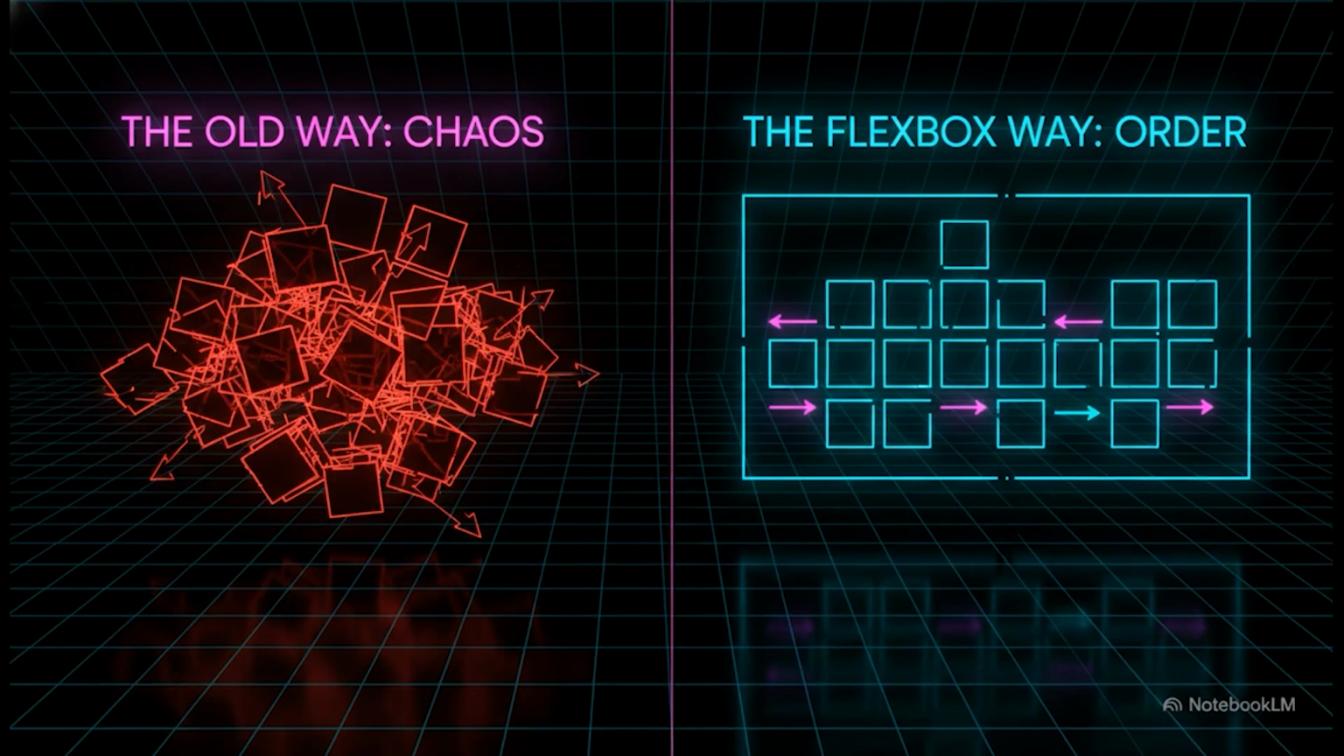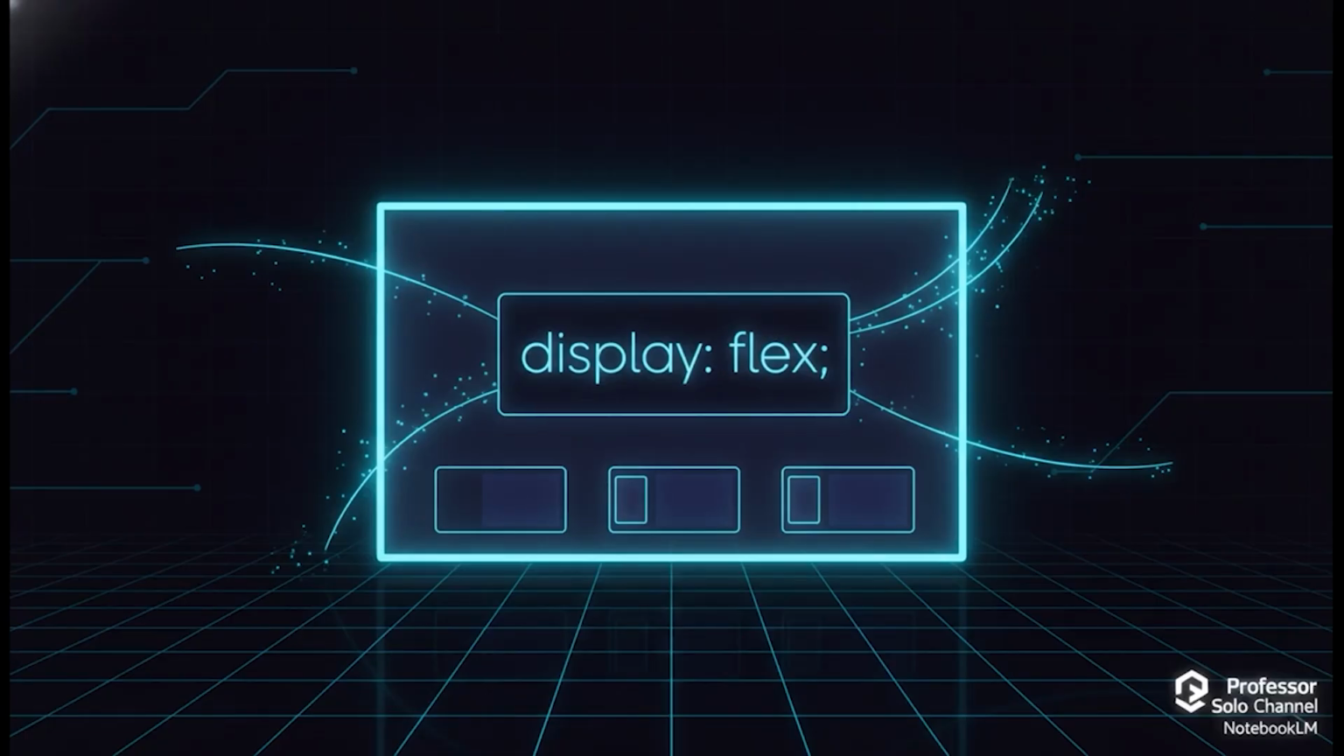I mean, just look at this. This is the difference. On the left, that's the old way, a brittle, unpredictable mess of hacks you had to wrestle into place. And on the right, that's the architect's blueprint, a clean, intentional system built on 3 pillars: alignment, flow, and true flexibility. It's the difference between hoping your layout works and knowing it will. And believe it or not, all this power starts right here, with one line of code: display flex.